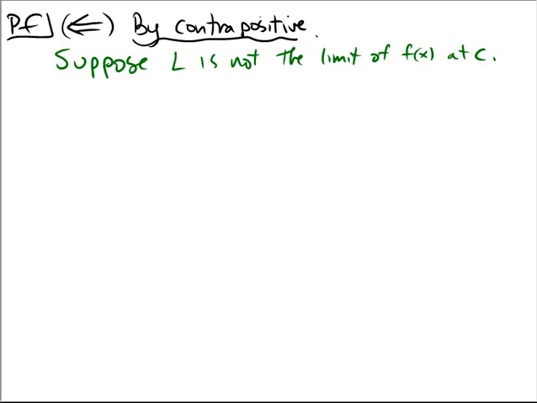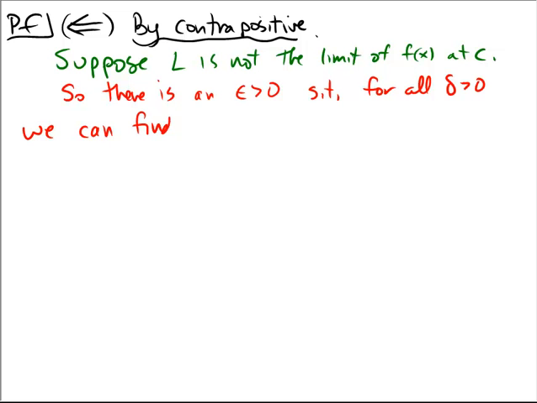So if we suppose that L is not the limit, what would that tell us? There is an epsilon greater than zero, because the negation of a universal would be an existential, such that for all delta greater than zero, because the negation of an existential is a universal, we can find an x that is still in D with the antecedent being true. So we're still going to have zero less than x minus c less than delta. I'm just choosing it to be bigger than zero now, so I'm excluding the case where I hit c exactly. But remember, we're assuming that c is an accumulation point, so if I do the deleted neighborhood, I can always find another point. It's not a big deal.